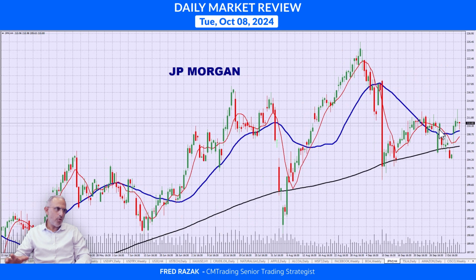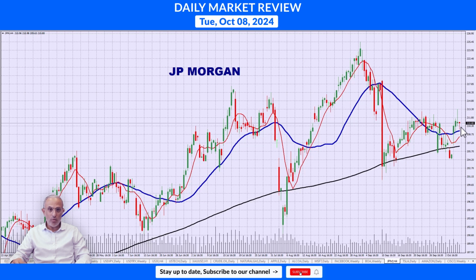Now looking at JP Morgan, we've been in a range also, 204 to 210. It didn't really retrace yesterday, so it might be showing us some strength later today. So keep that in mind.